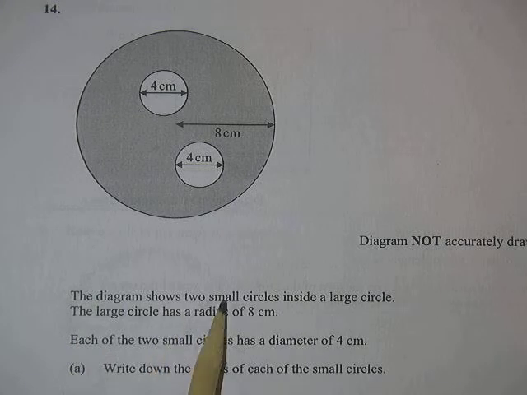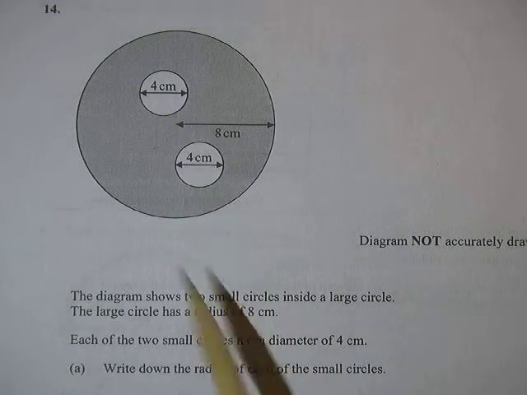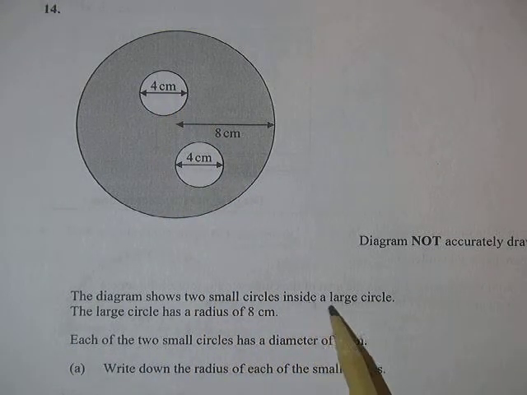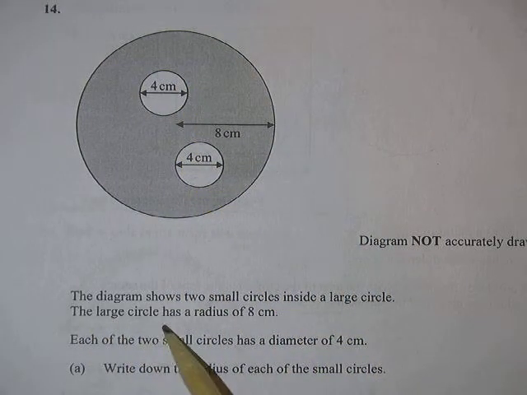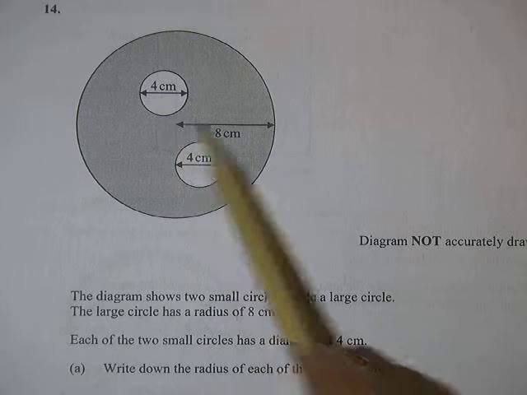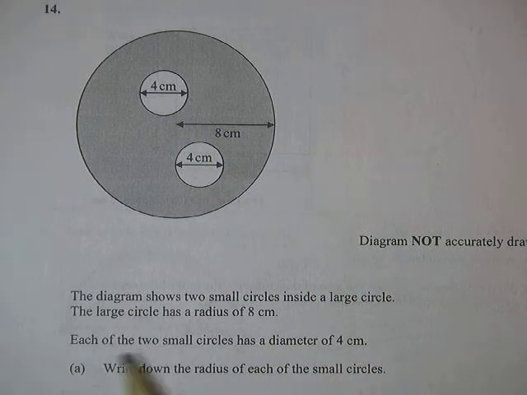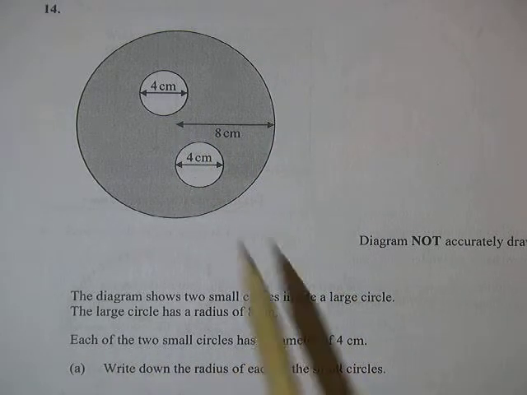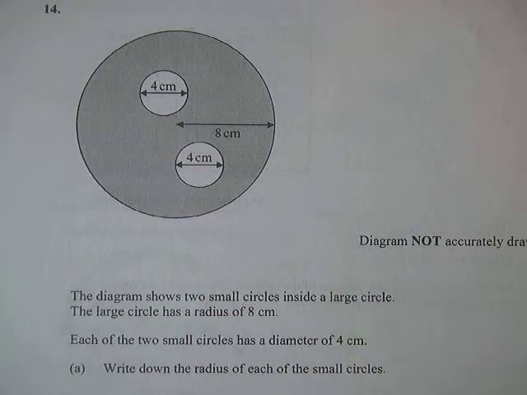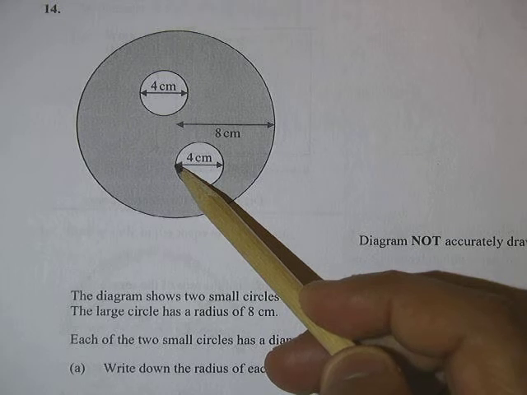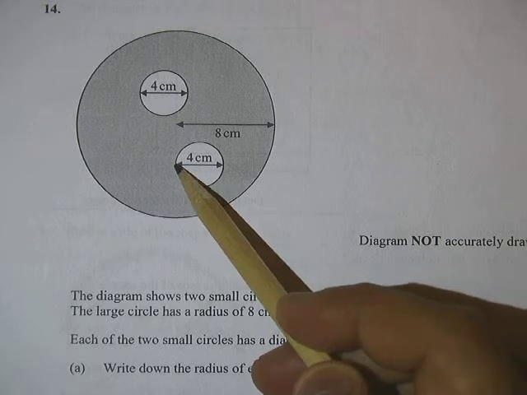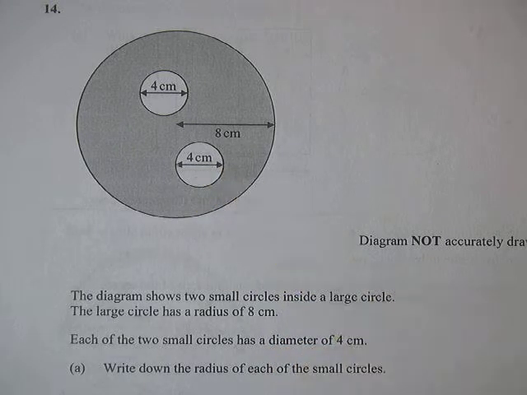The diagram shows 2 small circles inside a large circle. The large circle has a radius of 8. Each of the 2 small circles has a diameter of 4. The diameter goes from one point on the circumference, through the centre, to another point on the circumference. So here we go: write down the radius of each of the small circles.